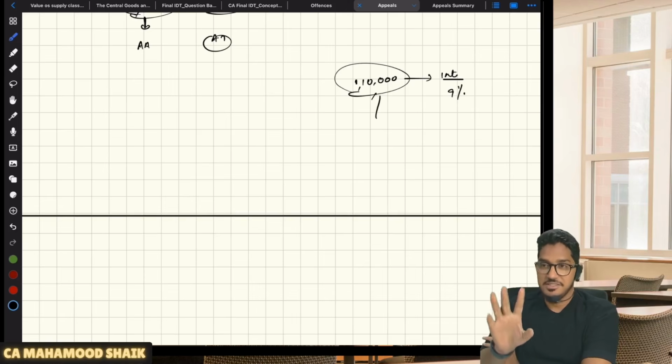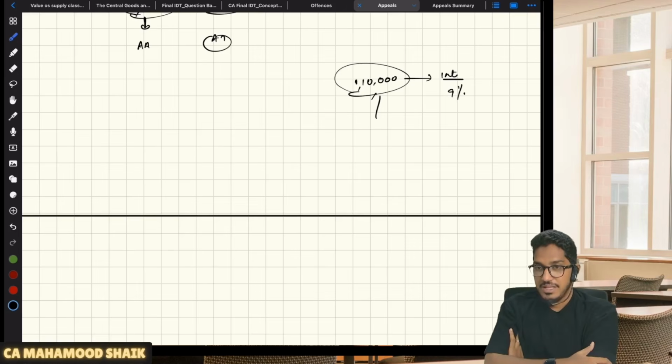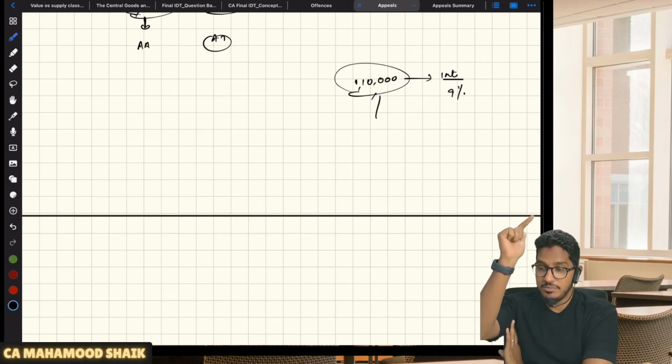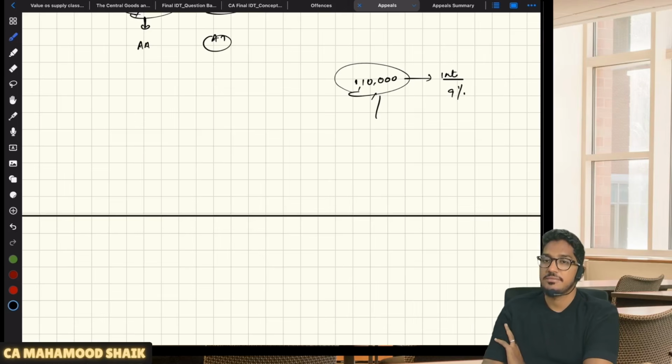In case you have made a pre-deposit and the ultimate judgment came in your favor and that pre-deposit amount is required to be refunded, yes, the government will give the refund along with interest at the rate of 9% per annum. From which date, sir? From the date of deposit till the date of refund.